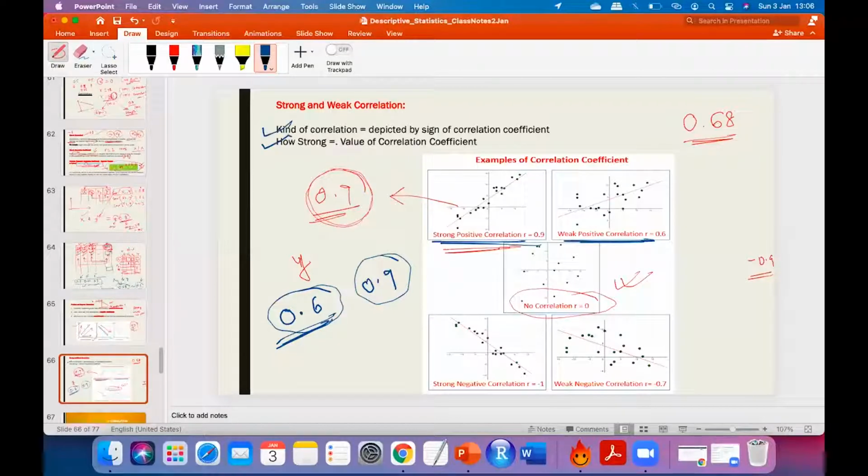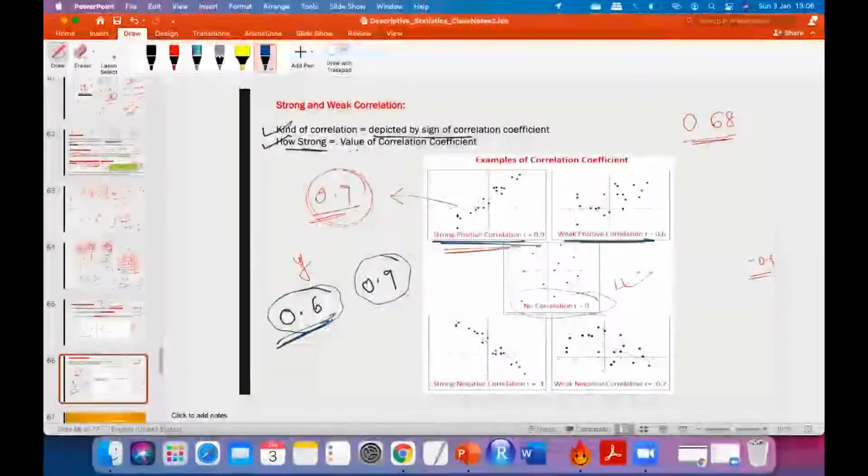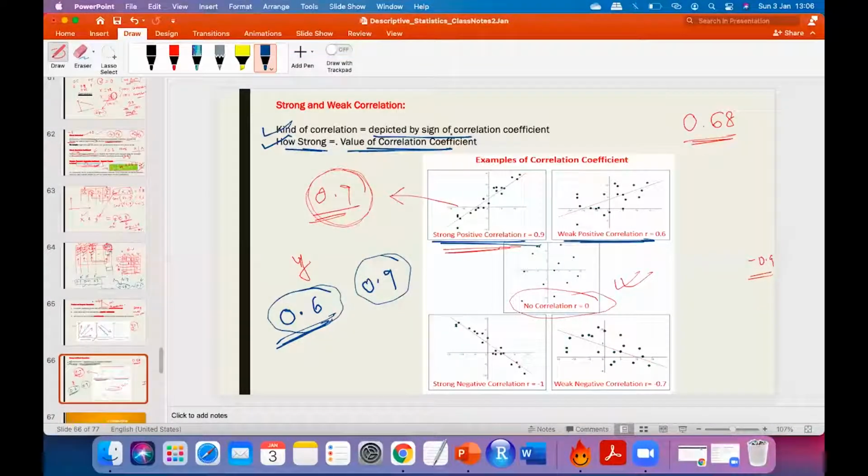This thing we have already discussed. The kind of correlation is depicted by the sign, positive or negative. How strong it is, is shown by the value of the correlation coefficient. What is the range of correlation coefficient? -1 to +1. This is the range, where +1 or -1 is 100% correlation. This is on the negative side, this is on the positive side. 0 means no relation, no correlation.